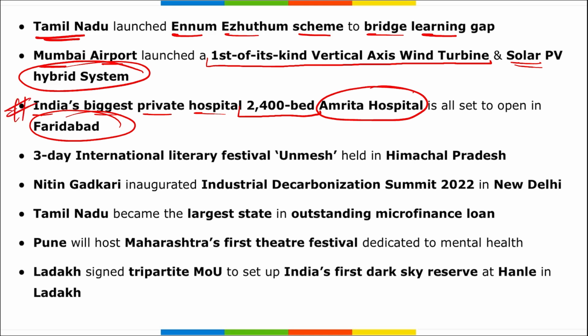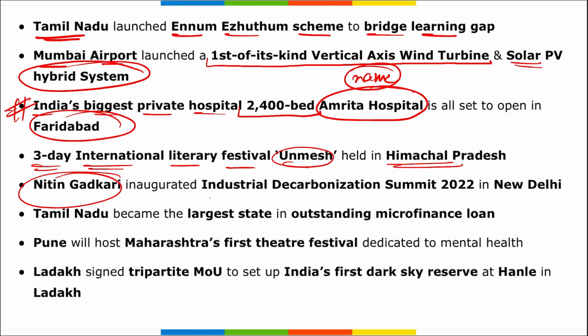Mark this also. Which is the biggest private hospital in India? It is in Faridabad with 2,400 bed capacity. And what is the name of the hospital? Amrita Hospital. Then a 3 day long international literary festival by the name Unmesh was held in Himachal Pradesh. Nitin Gadkari inaugurated the Industrial Decarbonization Summit 2022 that was held in New Delhi.